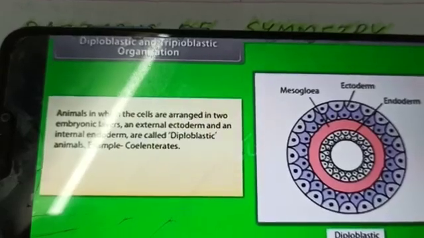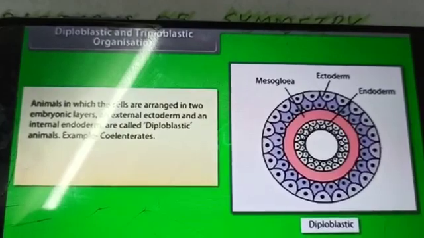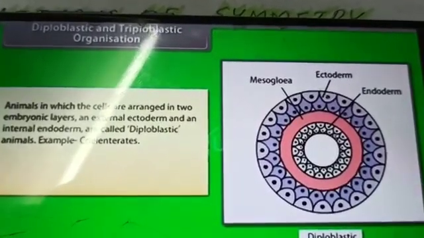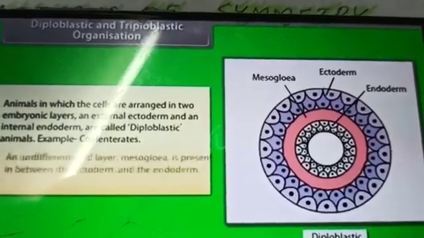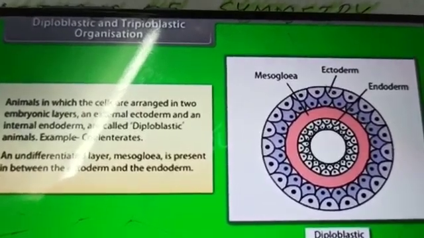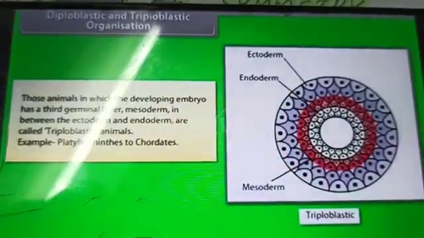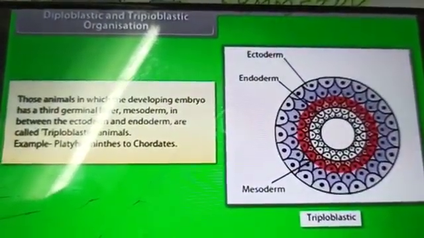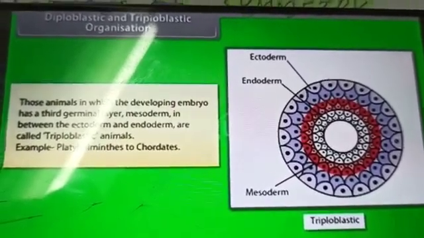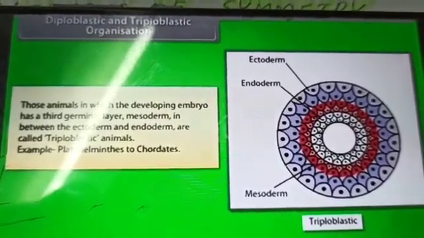Diploblastic and triploblastic organization. The first one, diploblastic: animals are arranged in two embryonic layers, outer ectoderm, inner endoderm. Between them the mesoglea is present, an undifferentiated layer called mesoglea. The next one is triploblastic: outer ectoderm, inner endoderm, and between them the middle mesoderm. The examples are platyhelminthes to chordates.